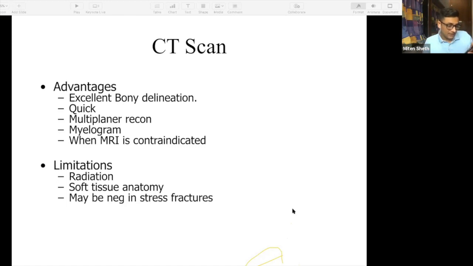So just 1 second. Huh? Yeah. So that's basically when MRI is contraindicated.